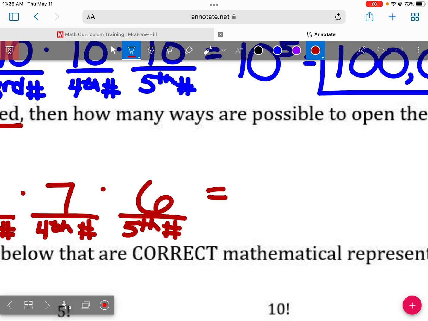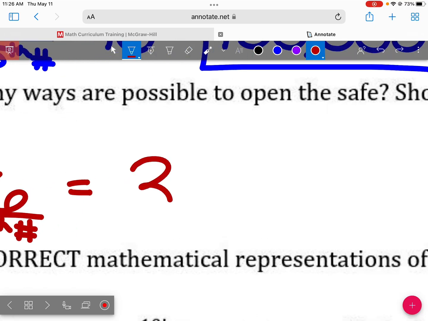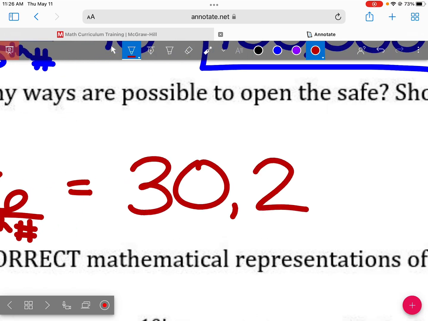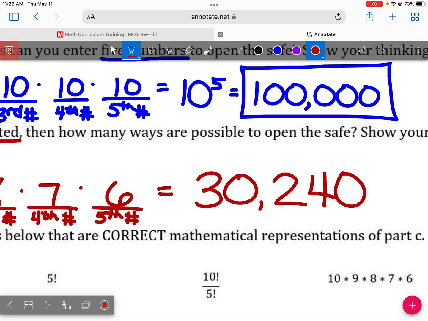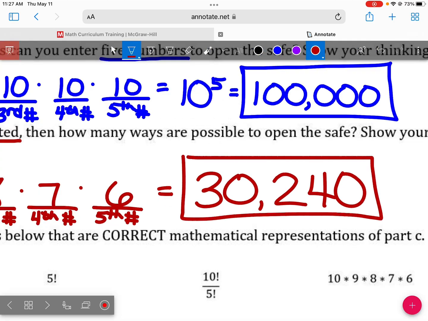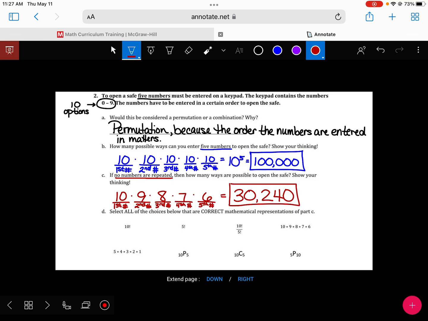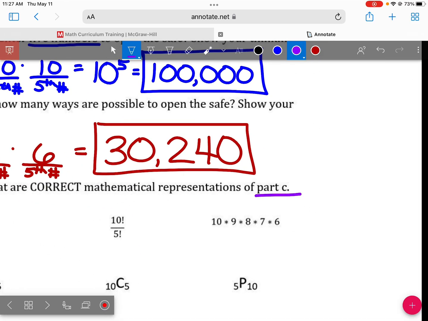And that comes out to be what? 30,240. Not allowing repeating numbers really cuts down on how many codes are possible. Part D is asking me about this in part C. I want all the different ways that I could represent this same idea. All the different ways that I can get to that final answer.